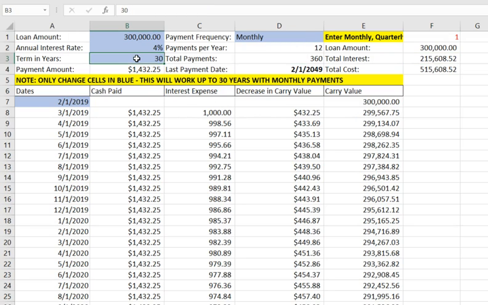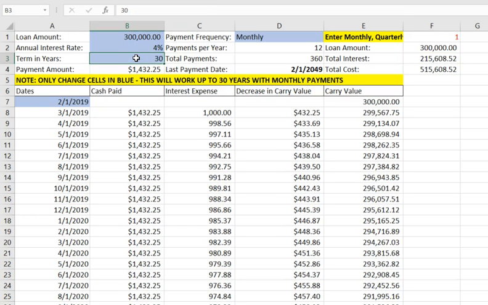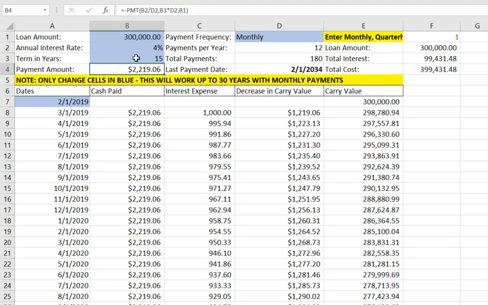Now what if we broke it down to 15 years? Well, notice our payment did go up quite a bit each month, but notice how much our interest is, $99. How much did it save you? $215 versus $99. We're saving over $100,000 in interest just by dropping the mortgage down. So I highly recommend you try and build one of these in Excel.